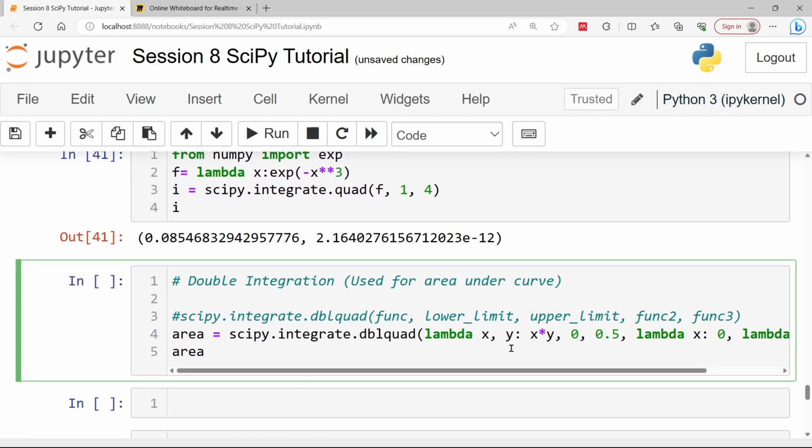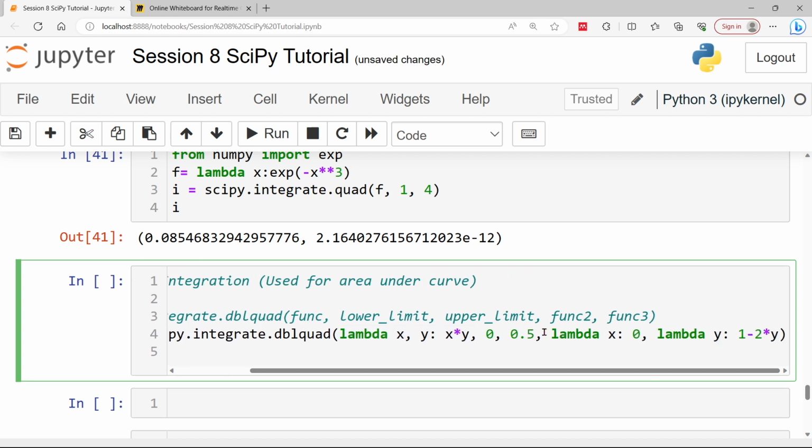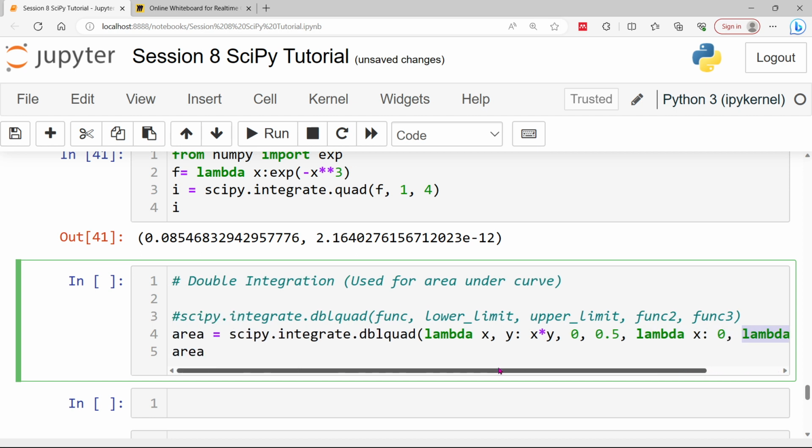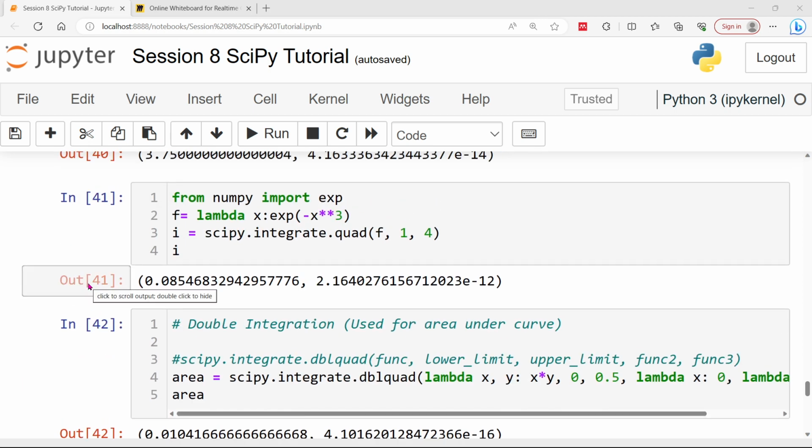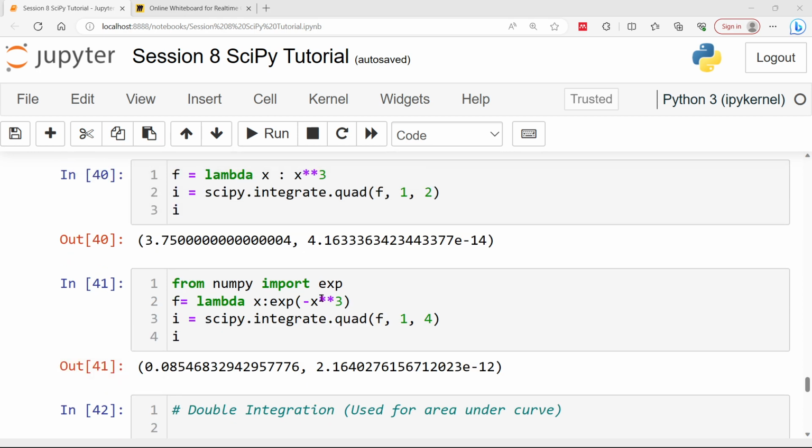So what is dblquad here? Here we have dblquad, and this lambda function we are passing through, and then the lower limit and then the upper limit, and then we have another lambda function, and then another lambda function. We have double integration for the same, and we are going to pass this area value, right? So this was the integration part, and we have other functions. If you have any query, you can write in the comment section, and we are going to cover other functions in the upcoming sessions also. But here we are using this double integration.